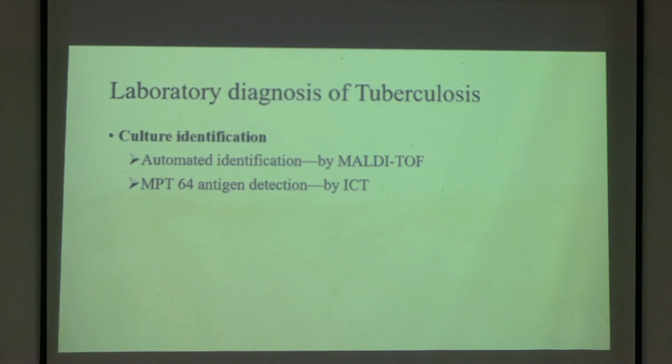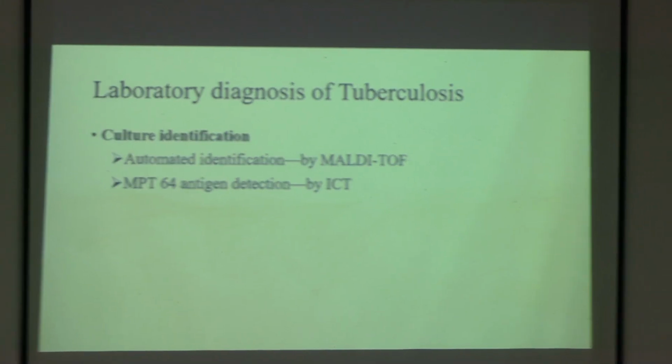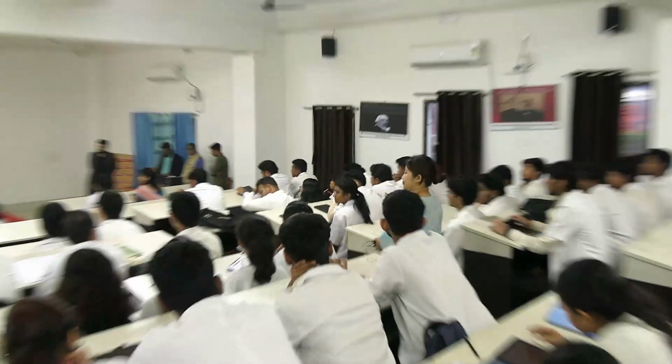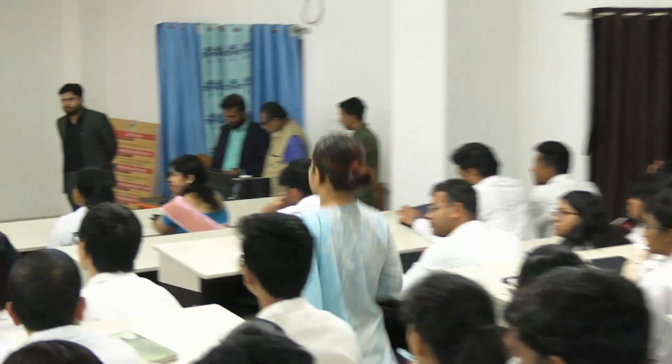Okay. Then next, once the growth is there in the Lowenstein-Jensen media, we have to further identify whether it is Mycobacterium tuberculosis or NTM. How do we do next? We take the colony, we put it in the MALDI and it will identify. Another thing we do is, I told you, MPT64 antigen detection by, what is the methodology? What is ICT? Immunochromatography test. If MPT64 is positive, what does it indicate? It is for identification. It is Mycobacterium tuberculosis. Okay.